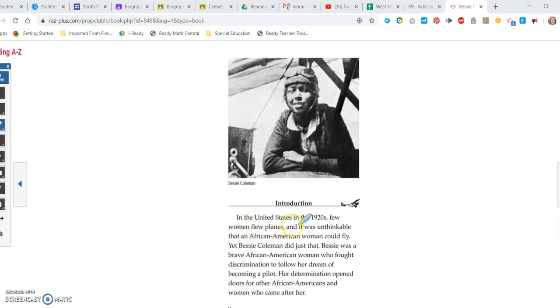In the United States in the 1920s, few women flew planes, and it was unthinkable that an African American woman could fly. Yet Bessie Coleman did just that. Bessie was a brave African American woman who fought discrimination to follow her dream of becoming a pilot. Her determination opened doors for other African Americans and women who came after her.